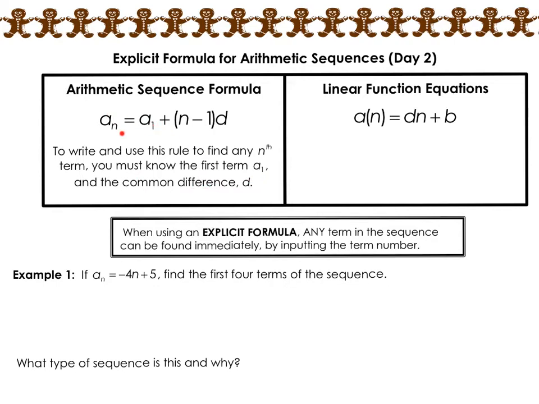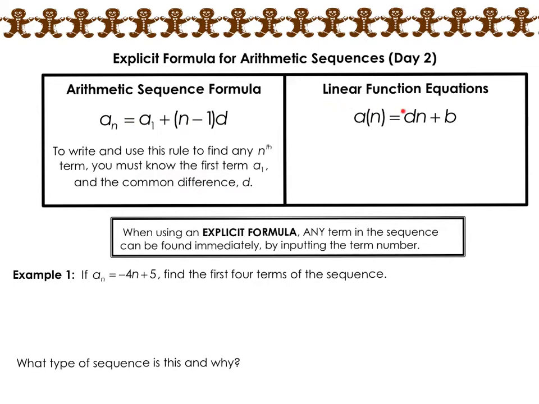So a sub n is just our fancy way of saying f of x equals. And then a sub 1, we need to be able to fill that in with the first term. And then we fill in the d with the common difference. And we'll still see we have a variable n, which makes sense. We can put things in for n and get out the value.